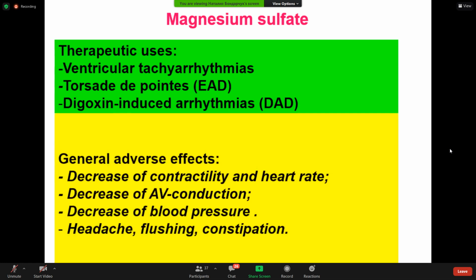decreased blood pressure, headache, flushing, constipation. These effects are also due to vasodilation of cerebral blood vessels, headache and flushing, and constipation is due to deficiency of calcium in the intestinal walls. Instead of calcium, it will be magnesium. That's why there will be decreased motility of the intestine, and this provides constipation.